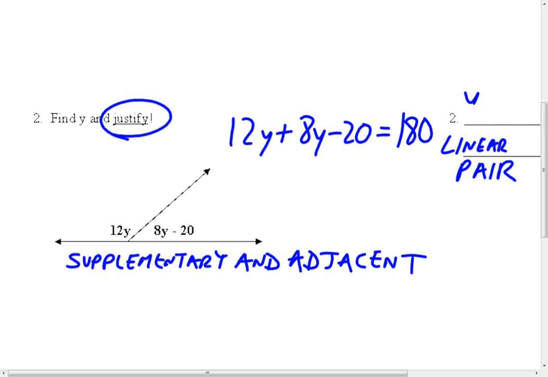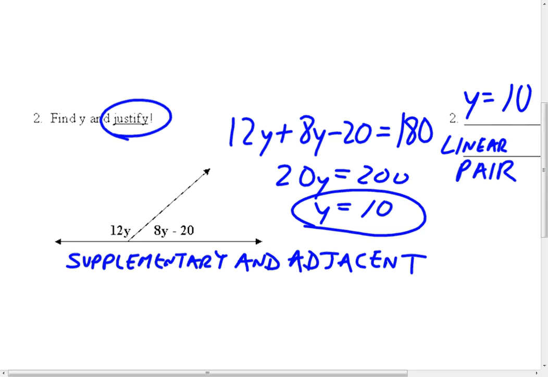What did you get for y? 10? Do we agree with 10? We end up with 20y equal to 200. y has to be 10. I'm jumping through a lot of intermediate steps, but I'm assuming you know how to get from there to there to there and end up with y equals 10.